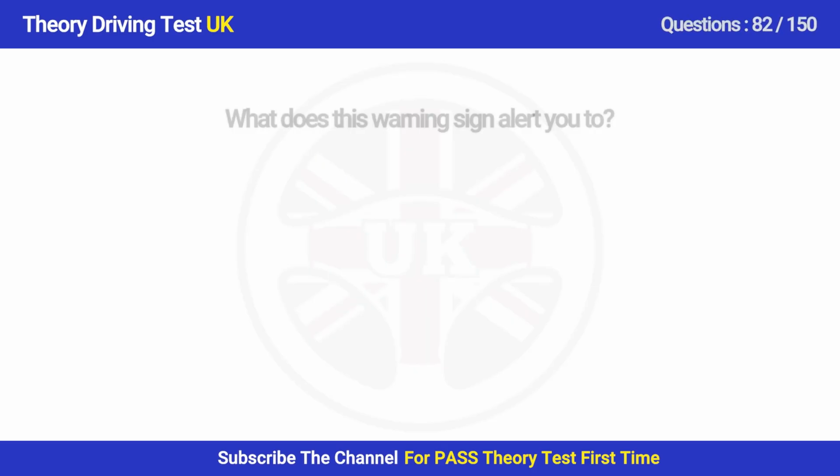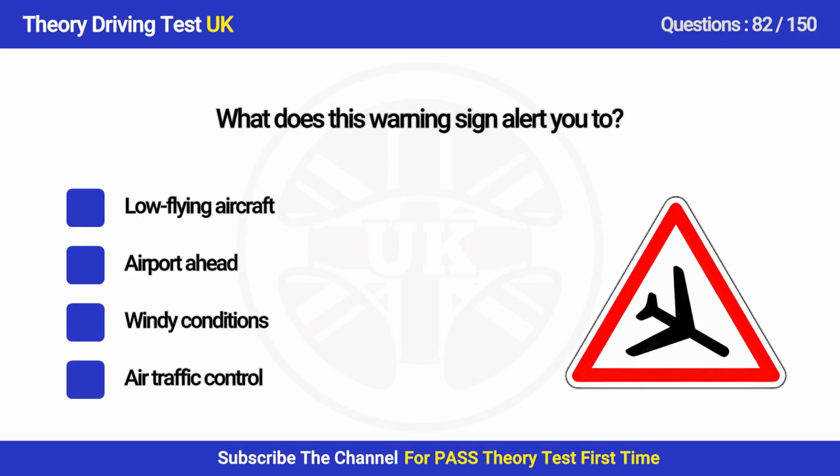Question 82. What does this warning sign alert you to? A. Low-flying aircraft. B. Airport ahead. C. Windy conditions. D. Air traffic control.